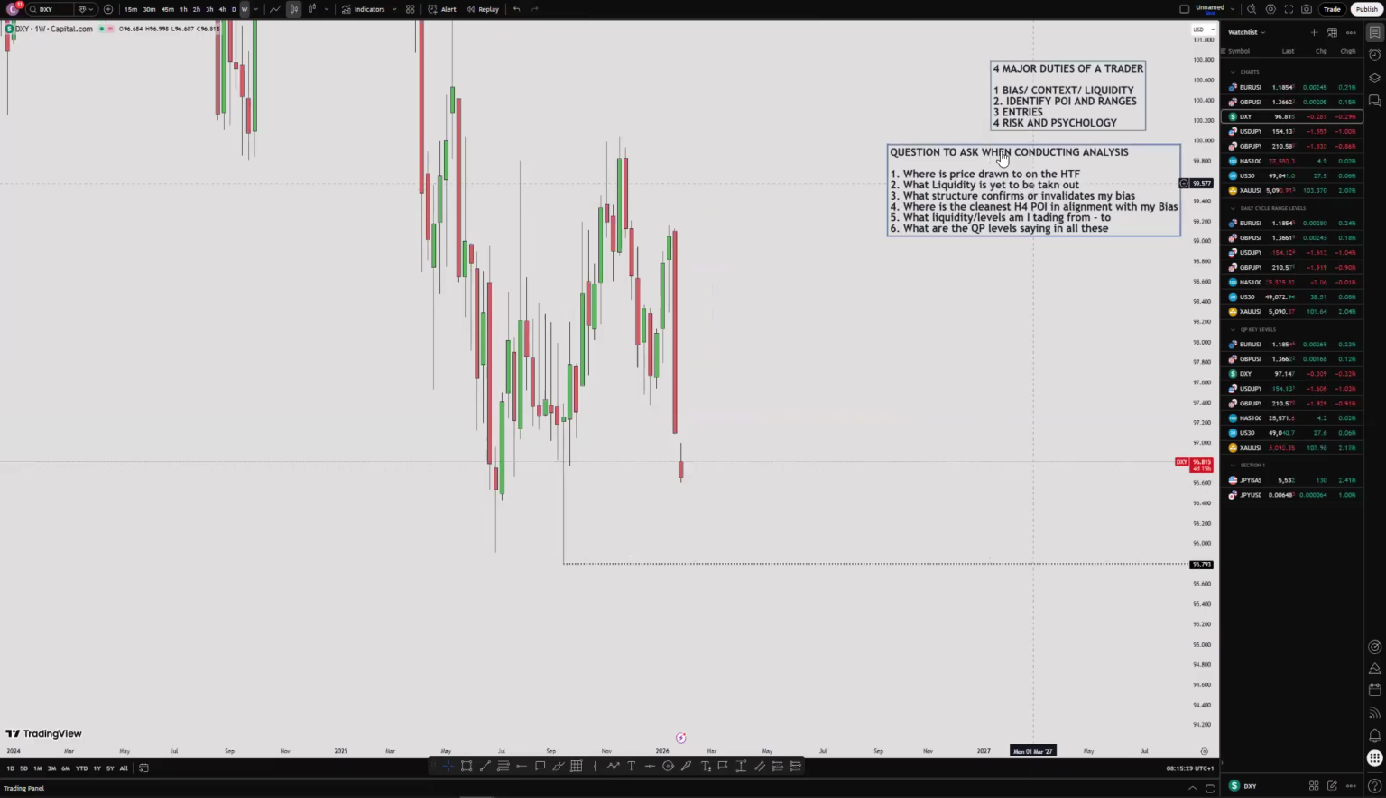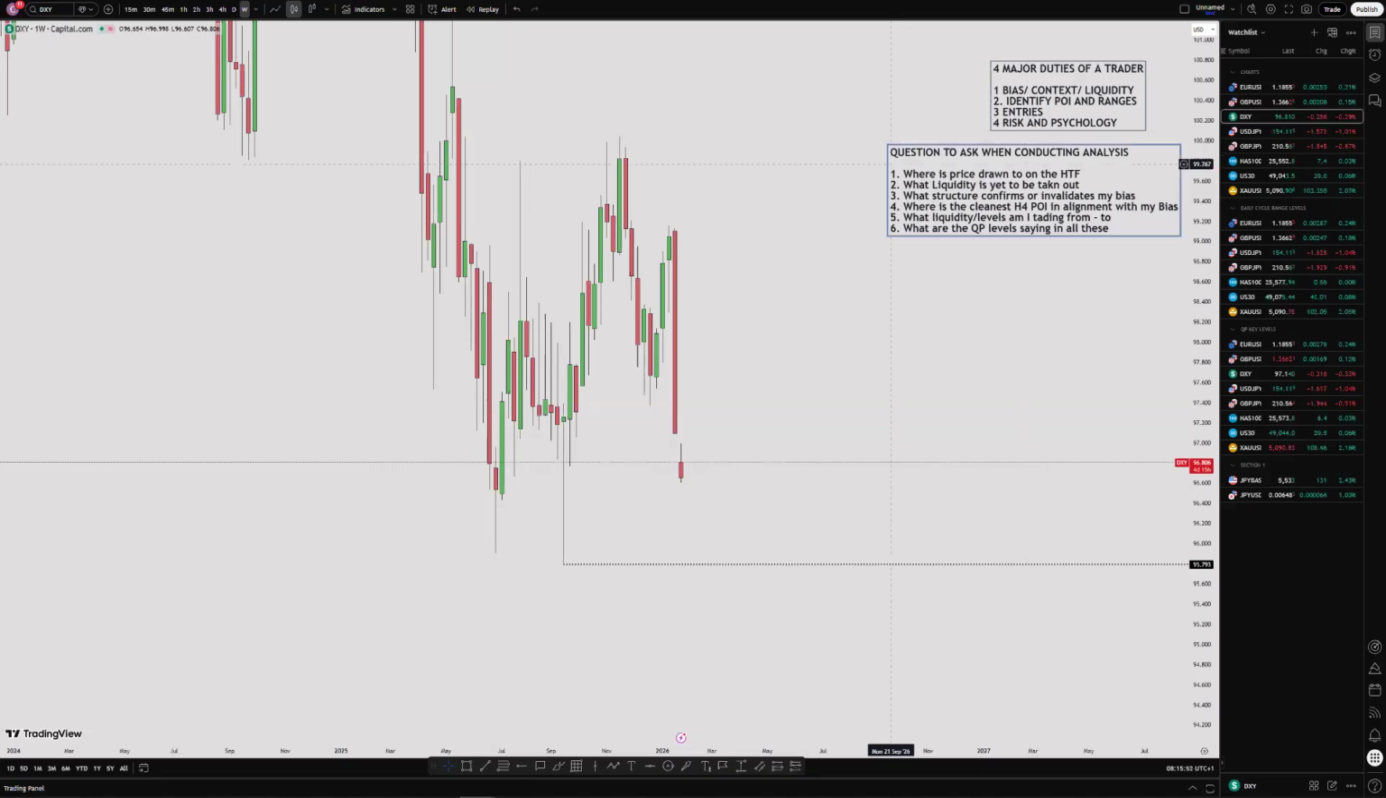The next question I want to ask, still, all these questions are centered around number 1 and 2: building bias, context, liquidity, identifying ranges and points of interest. Once I have that, I know my entry playbook already. I've shared my playbook with some of you already, so I already know what my playbook is telling me to expect. Based on my entry playbook, this is what I could potentially see.